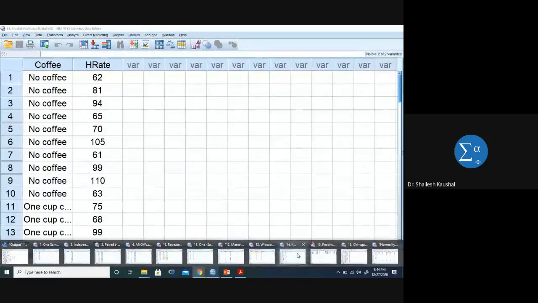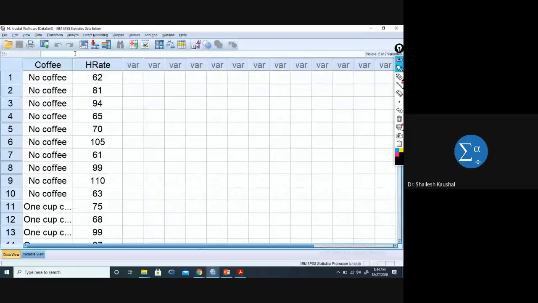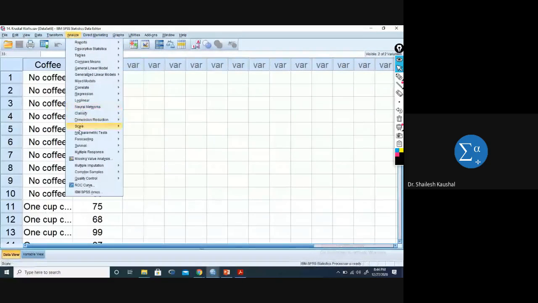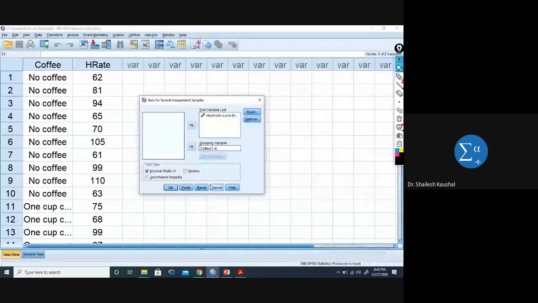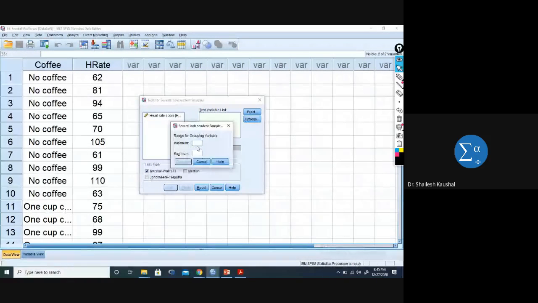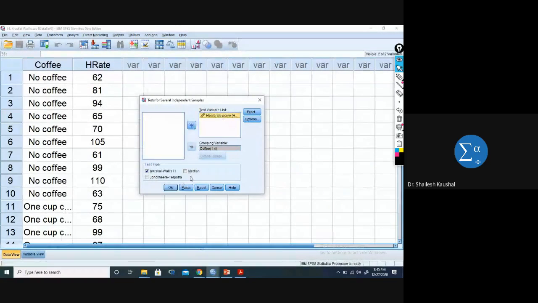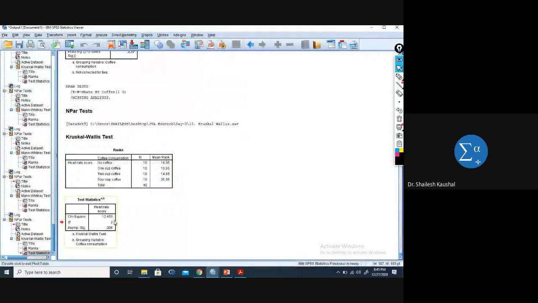Let me see, I am performing it once again, you asked me to repeat it. Look, analyze, Kruskal Wallis, and then non-parametric test and then K independent samples. Okay, so here the coffee consumption I am transferring here, define variables 1 and 4, continue, and heart rate score here. Then by default you can see Kruskal Wallis test, we do not need to tick here, and then okay, and this is the result. So what is the p value? P value shows a significant difference.